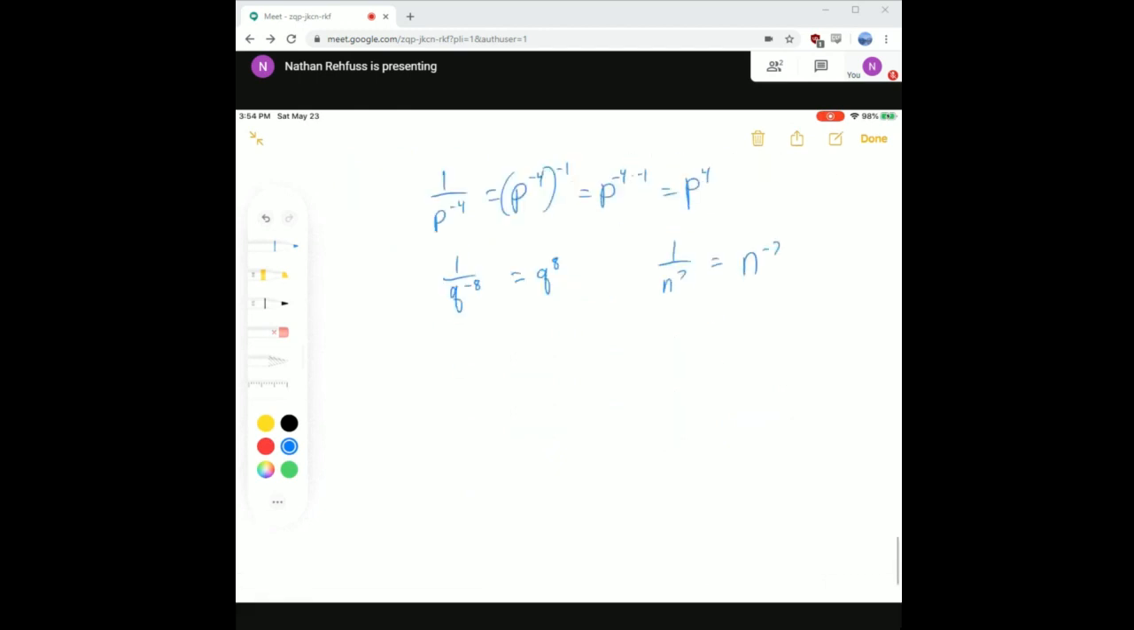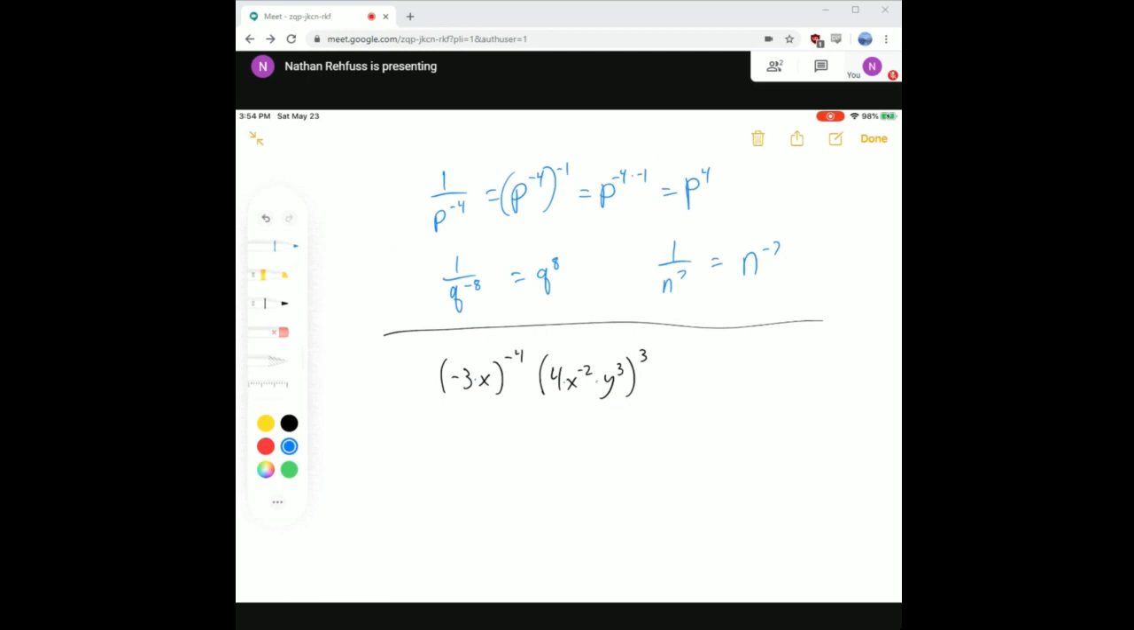All right, let's tackle some problems like the one on the final. If I asked you to simplify -3x to the -4 times 4x to the -2 y cubed, all cubed, what would we do with that? Well, first thing I'll do is distribute these exponents to everything that's multiplied.